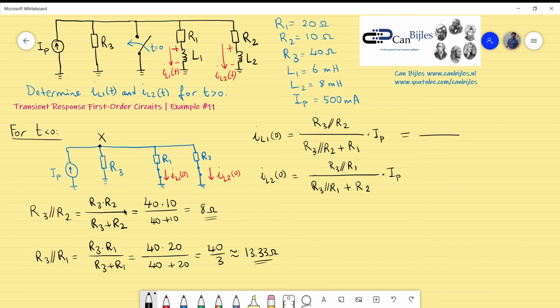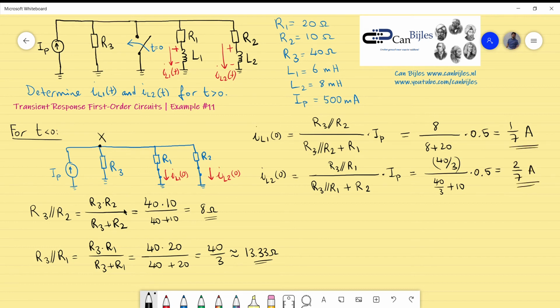So I will do that. For the first part, I will use 8 divided by 8 plus R1, that's 20, times 0.5. That will bring us to the value of 1/7 amps. I will use this in the exact form. And the next one is 40 divided by 3, in parentheses, and then 40 divided by 3 plus 10, times 0.5, and it will bring us to 2 divided by 7.